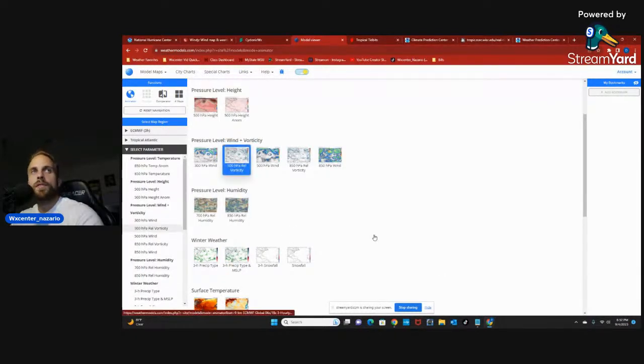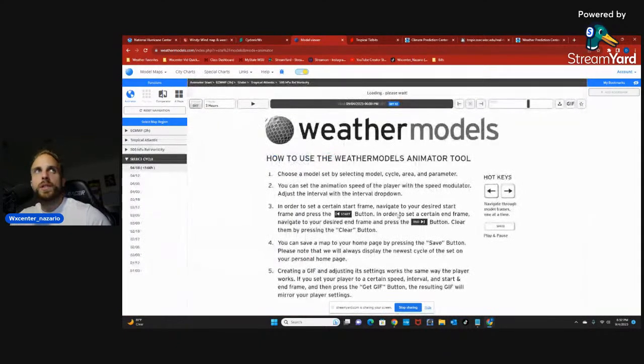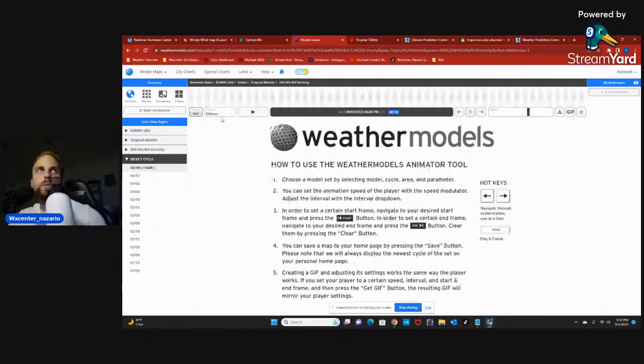We're going to go to 500 millibar vorticity right now because we don't have too organized of a system. Vorticity is going to be our best friend, and it looks like the 18Z model is all the way in. Let's get it buffered and pulled up.